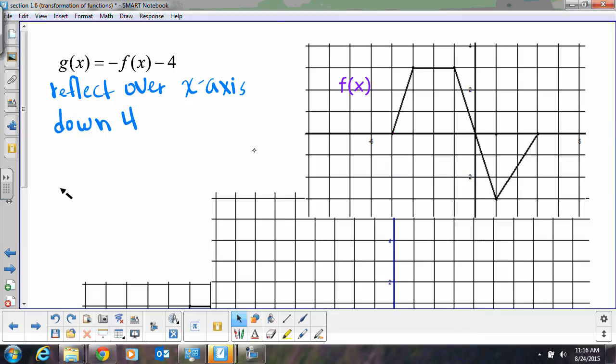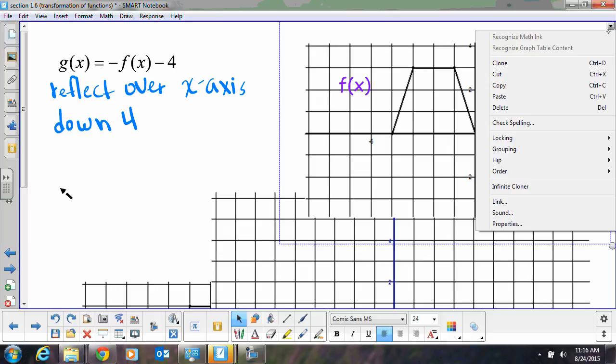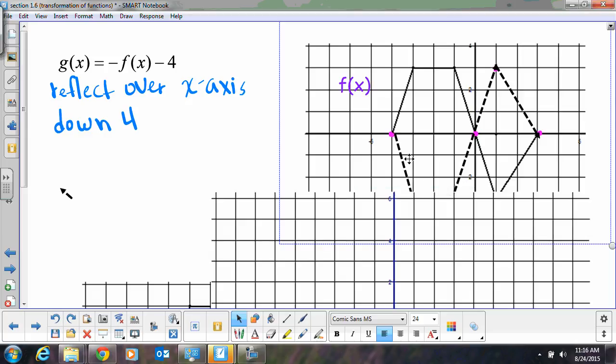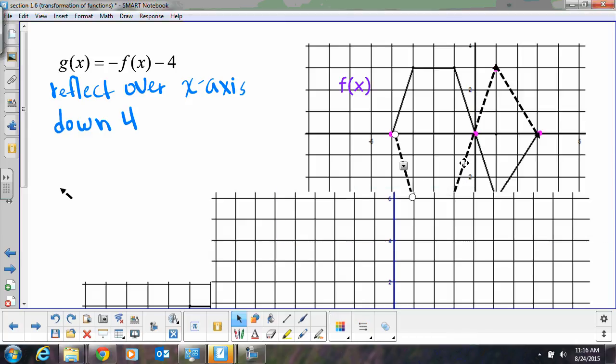Well. Oh. All right, hold on. Order, I'm going to send it to the back. All right, it's these pieces. It's not going to let me do it. All right. Anyway, we're going to move each one of these down how many?